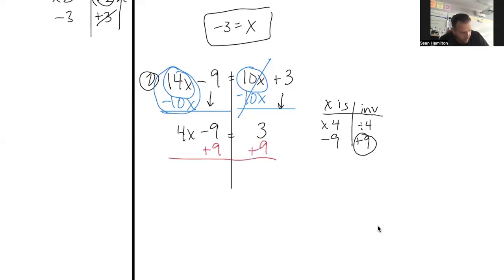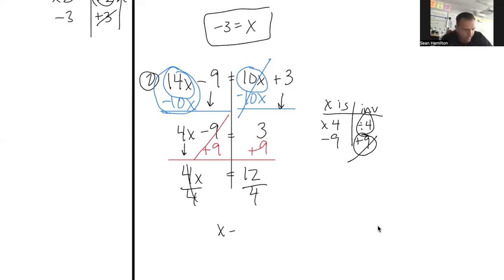So the 9s on the left-hand side cancel. And then I can bring down the 4x equals 3 plus 9, that's 12. I did the plus 9, so now I'm going to do the divide by 4. And 12 divided by 4 is 3. Good. Check your answers there.